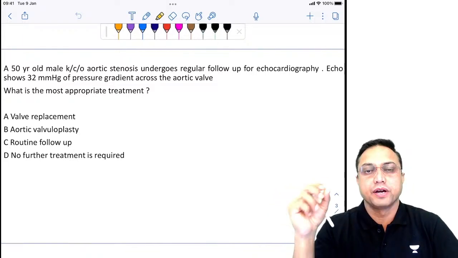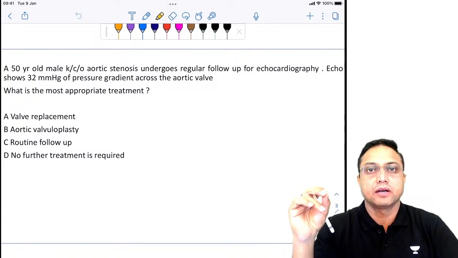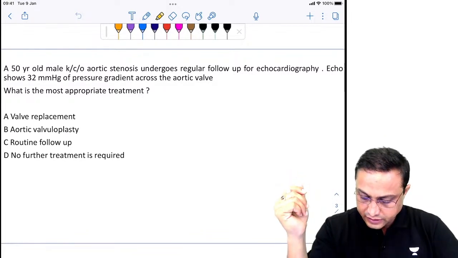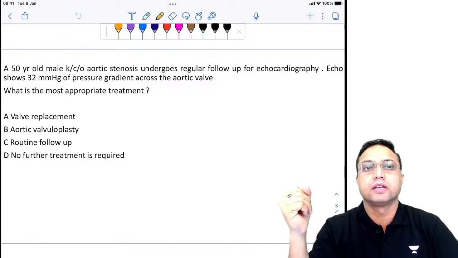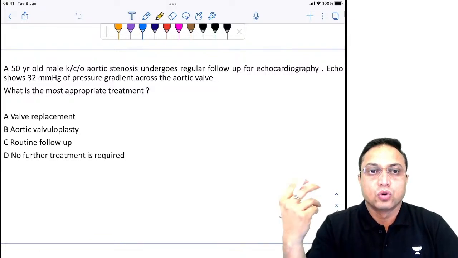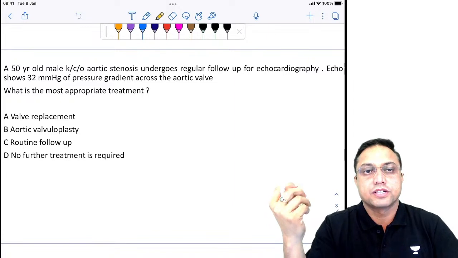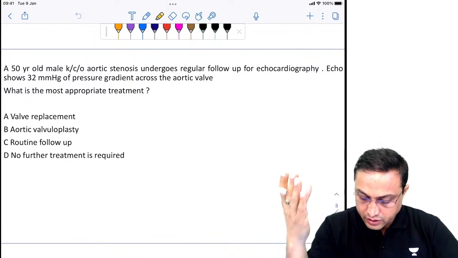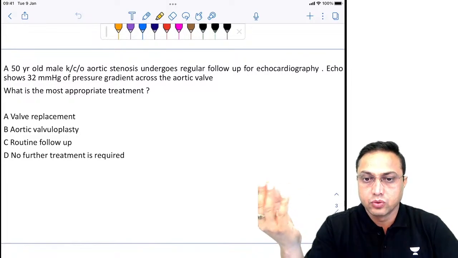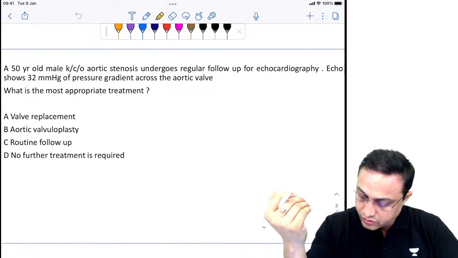What is the most appropriate treatment, and what are the options we have? First is valve replacement, aortic valvuloplasty, routine follow-up, no further treatment is required. And the majority of you have given me the right answer, a routine follow-up. So what is the question? A 50-year-old male, a known case of aortic stenosis, undergoes a regular follow-up for echocardiography. Echo shows a 32 millimeter of mercury pressure gradient across the aortic valve.